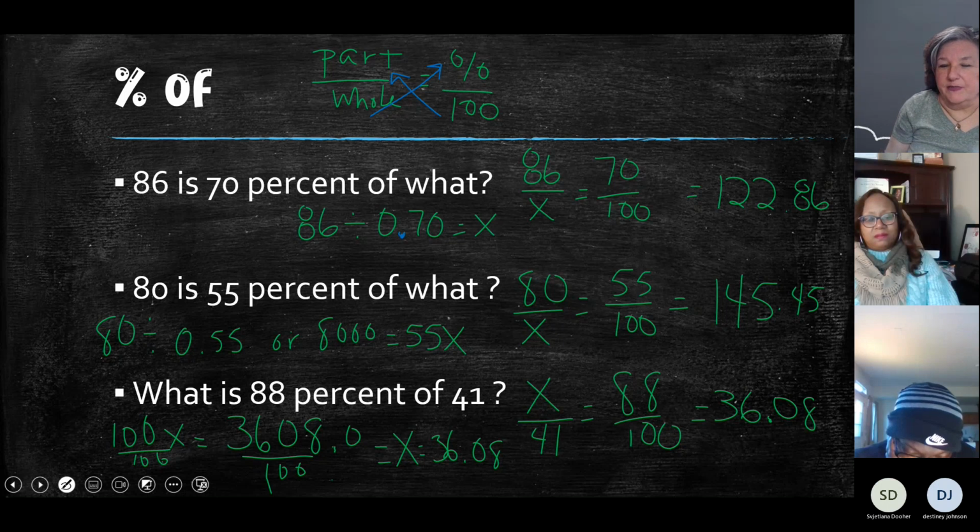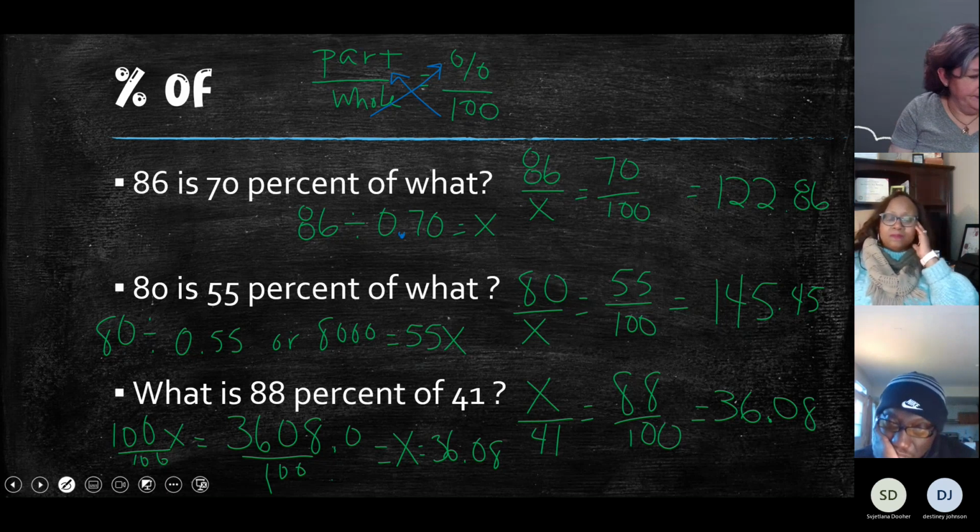It's just cutting out one step. If you do the 86 divided by 0.70, which is 70% turned into a decimal. Okay. But both of them will work.